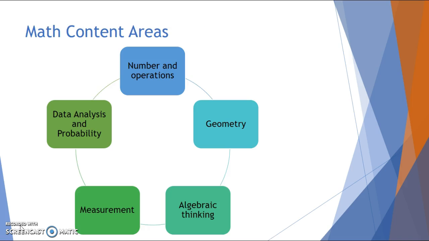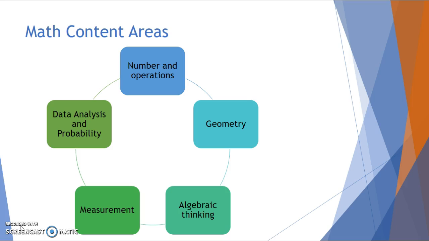Okay, let's jump into math content areas. There are 5 overarching math content areas in early childhood education that you have probably heard about before in other classes, like math and science, if you took math and science here at Pierce College. And so these 5 are number and operations, geometry, algebraic thinking, measurement, and data analysis and probability.